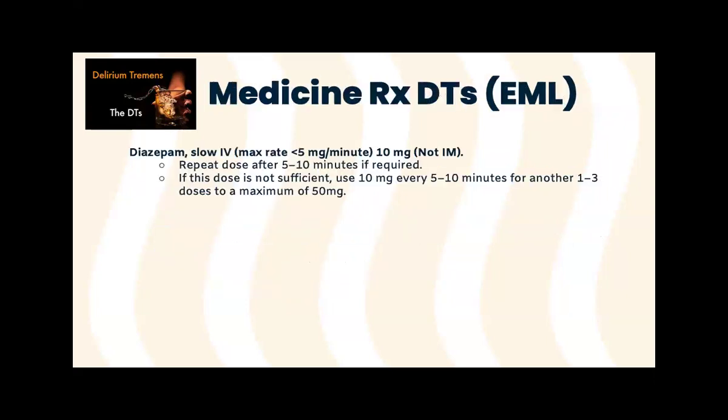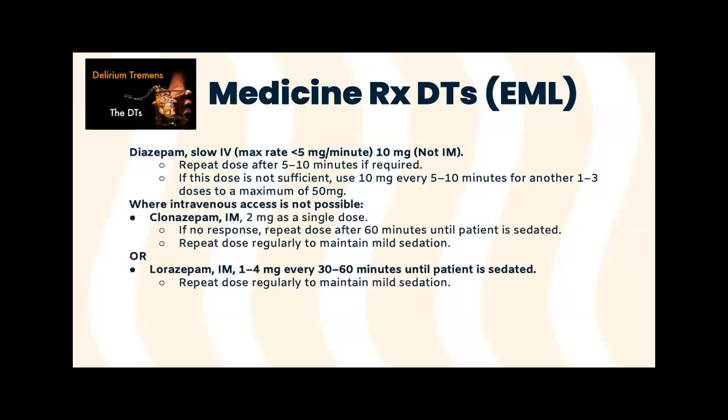So the EML, again, I'm not going to go through these in detail because you'll look it up if you're in that scenario. The principle is basically you're going to be giving them diazepam. And remember, a lot of these patients are also fitting or about to fit, and you're going to be watching them very closely while you do that. IV diazepam is your first choice for somebody who's fitting with DTs. If you don't have access to IV diazepam, we don't like using IM diazepam. Then you're going to look at using either clonazepam or lorazepam IM, basically giving it every 30 to 60 minutes until your patient is sedated.